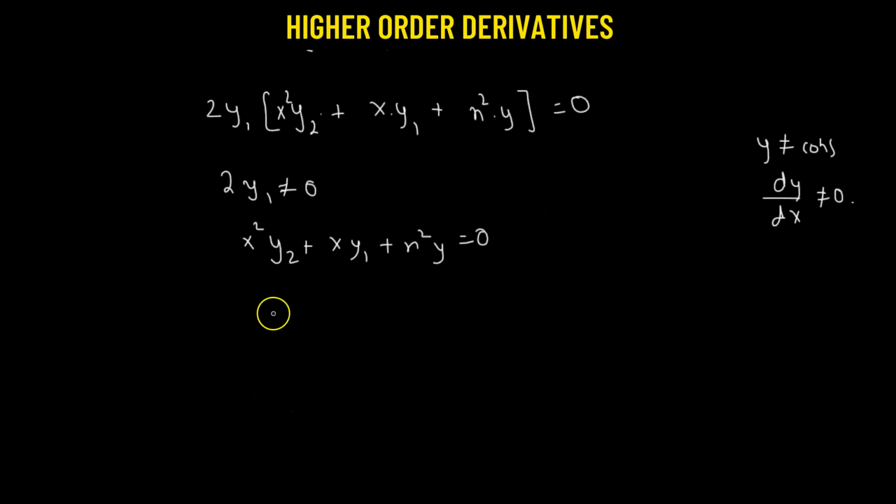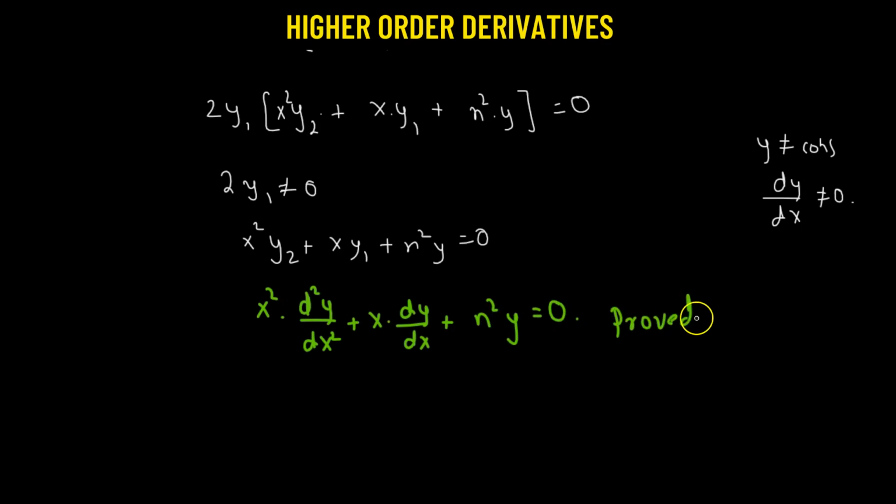And this is nothing but x squared times the second derivative of y with respect to x, plus x times the first derivative of y with respect to x, plus n squared times y equals 0. And this is what we were asked to prove. Hence, proved.